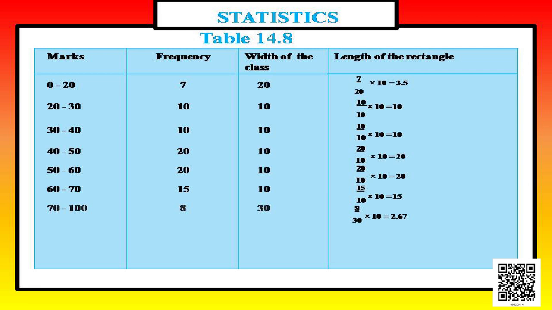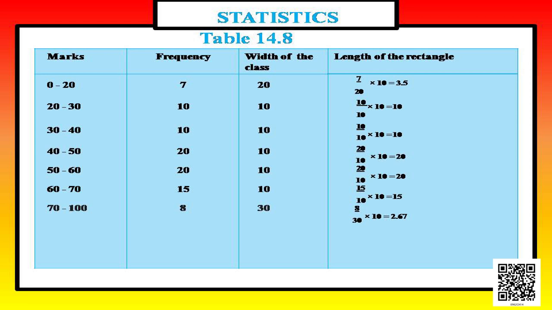For the next column also we have to go on doing the same one, but since the width is 10, so this will be 10 by 10 into 10, result will be 10. Third one is also same, 10 by 10 into 10, so the result will also be same. But the last one, just check, the frequency is 8 and since the class width is 30, so 8 will be divided by 30 and then multiplied by 10 to get the adjusted frequency 2.67. And according to this frequency, we draw the histogram. Now look at the histogram once again.